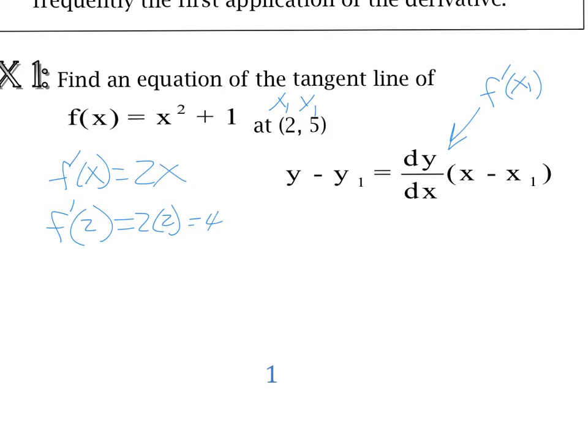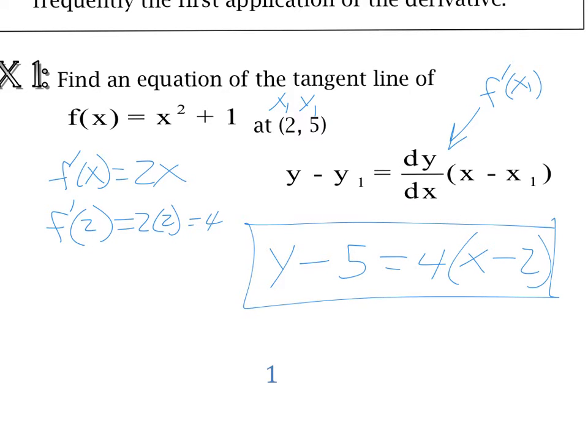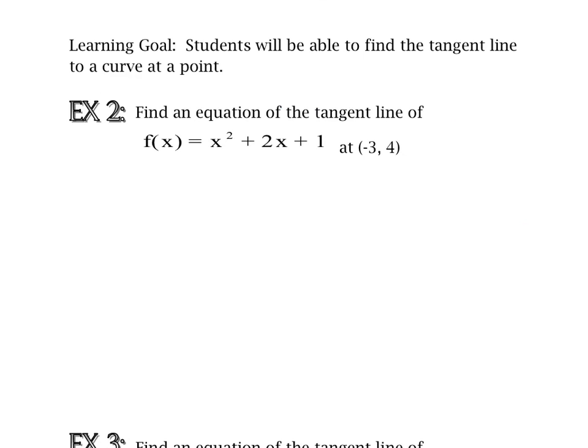So my line is going to be y minus my y1, we said was 5, equals my slope at x1, which is 4, times x minus x1, which is 2. Easy. Now, if they asked you for the y-intercept or something, then you're going to have to get this in y-intercept form. But really, that's generally all you need to do. Let's go to the next page.